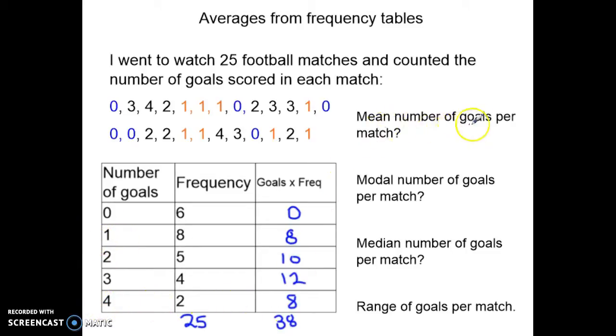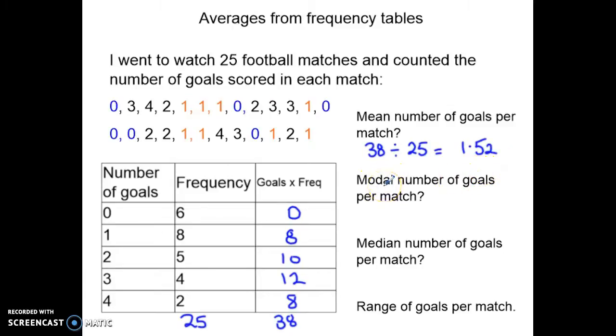So let's look at what we have to do. Mean number of goals. Well, this 38 has just shortcutted adding all these 25 numbers together. So what do we know about mean? Total divided by how many there are. So 38 divided by 25. Pause the video, work that out, put that as your answer here. Okay, I've worked that out and written that in to my first answer. So I'm coming up with a mean of 1.52 goals per match.